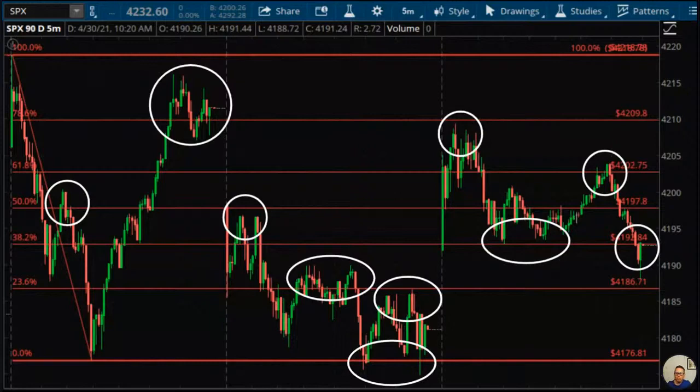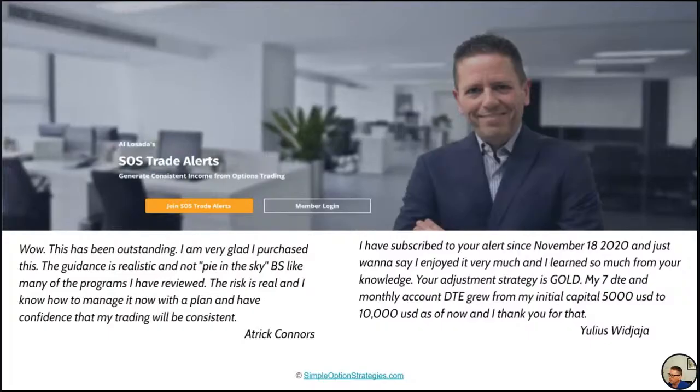This is probably the best tool, the best indicator that you can use if you're trading, especially for futures. And I do use them for 0 DTE to identify those areas and for other credit spreads as well.